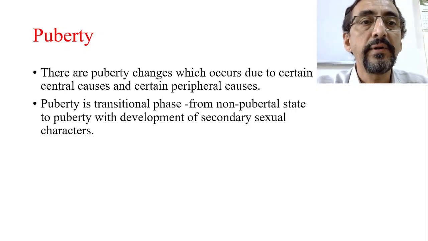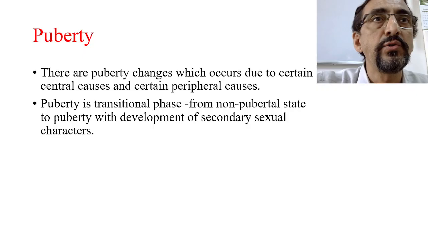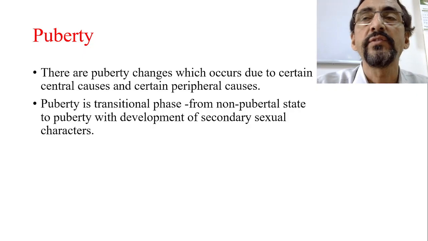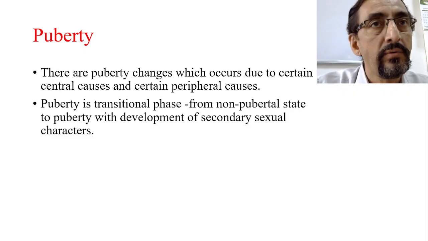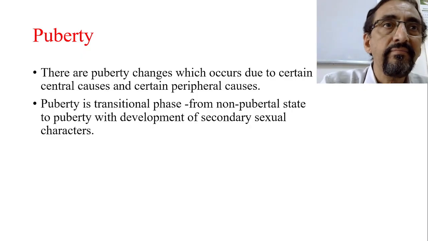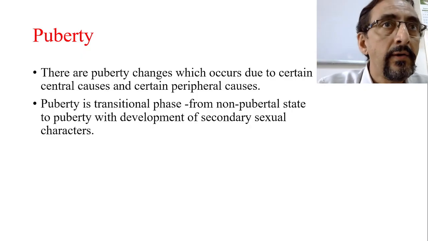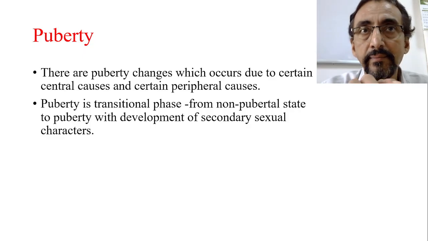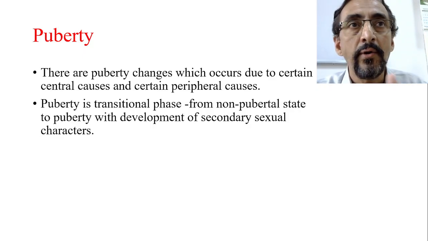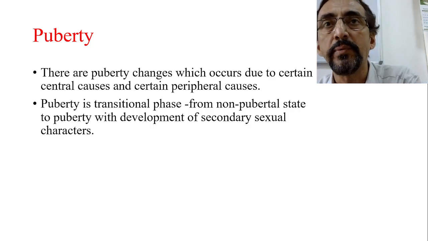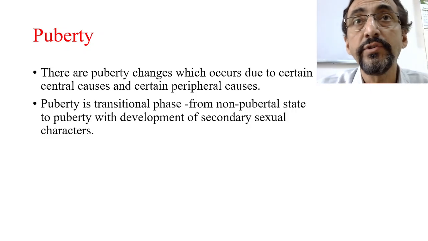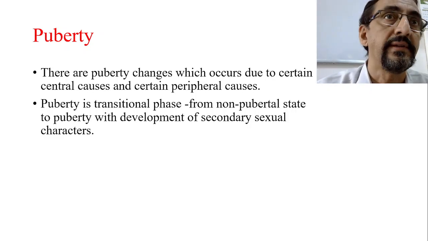And once puberty is over, there are completely matured sexual organs, completely active sexual hormones, an active ovary, and the adrenal gland will be there. So we should understand that this period of puberty or adolescence is the period where a non-pubertal stage is getting converted into the pubertal stage, and thereafter that child or female is ready for reproductive activities.